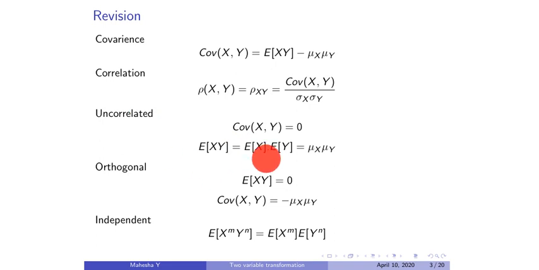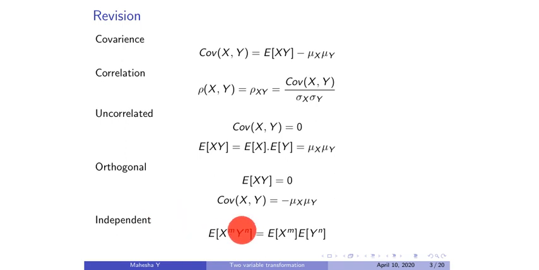Similarly, there is a concept of orthogonal variables, that is E of xy is 0. When the expectation of the product of random variables becomes 0, then covariance of xy is equal to minus mu x into mu y. This condition is called orthogonality.